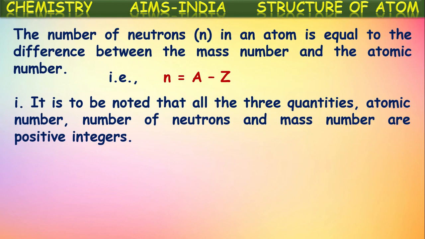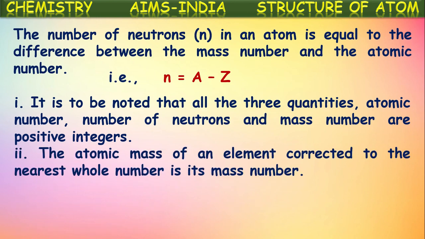So it is to be noted that all the three quantities, atomic number, number of neutrons, and mass number, are positive integers, because there will be no negative protons or neutrons or electrons, isn't it? There won't be a negative number. That's why these three quantities. What are those three? Atomic number, mass number, and even number of neutrons also. These will always be positive integers.